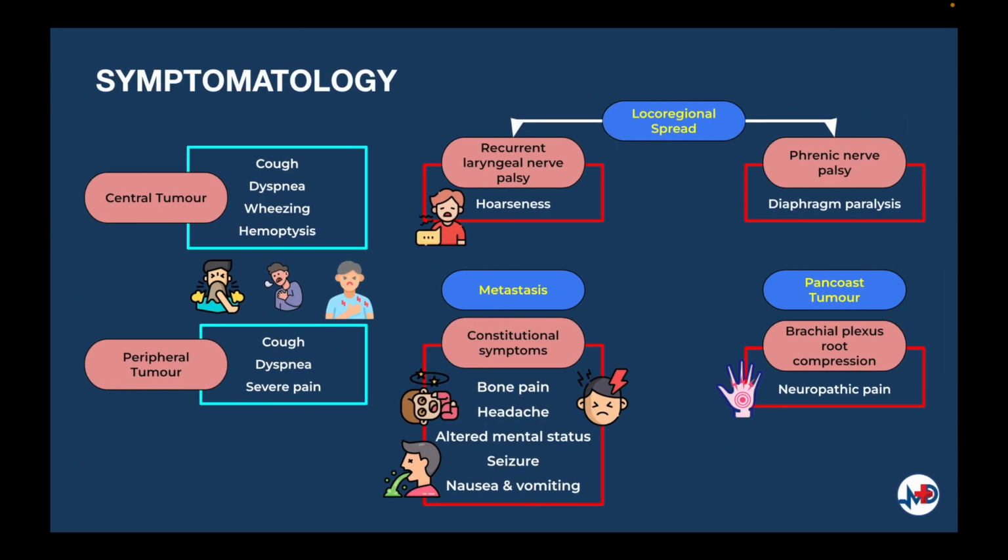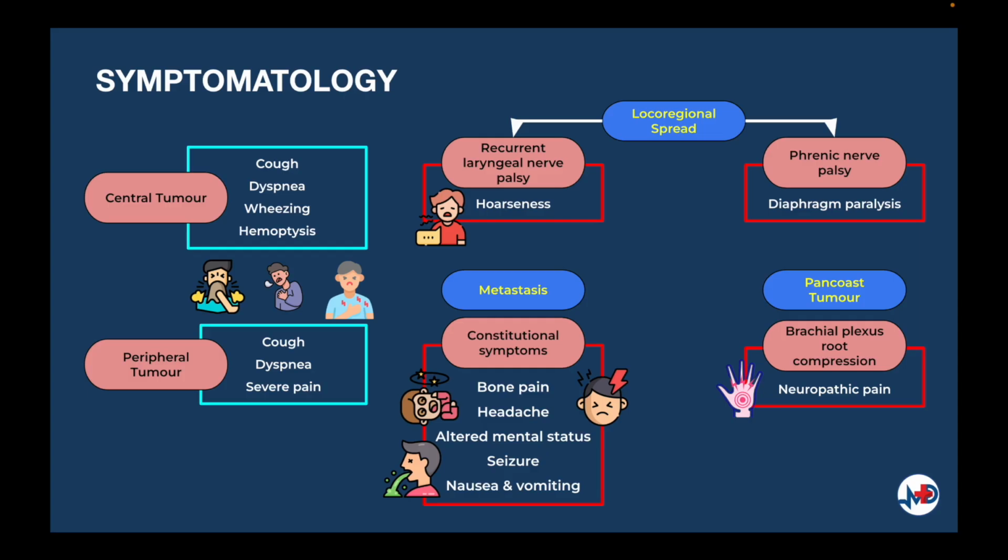So, what is the clinical presentation of lung carcinoma? Patients are often asymptomatic until the advanced stage of the disease. Studies have shown that at initial presentation, 55% of patients have distant metastasis, 25% have regional metastasis, and only 20% is still localized. The symptoms produced by the primary tumor depend on its location. Cough is the most common complaint. The symptoms of peripheral tumor are cough, dyspnea, and severe pain if there's parietal pleura and chest wall infiltration. For central tumor, patients present with cough, dyspnea, wheezing, and hemoptysis.